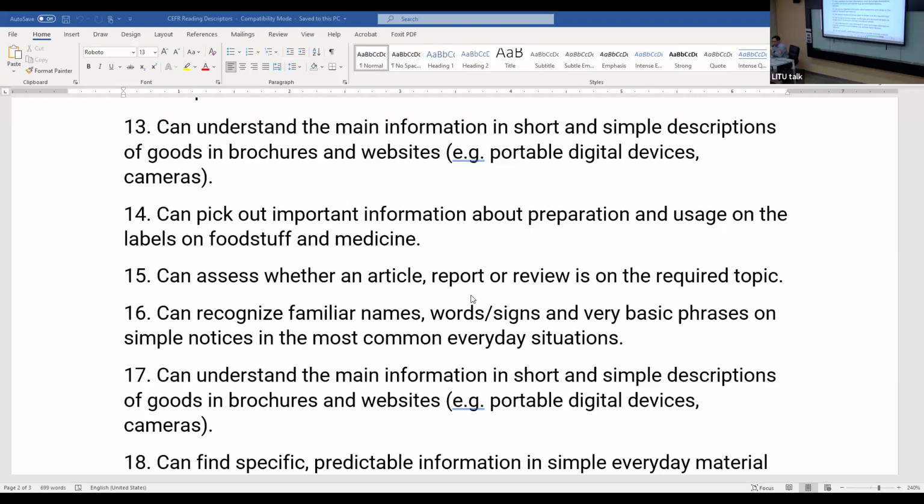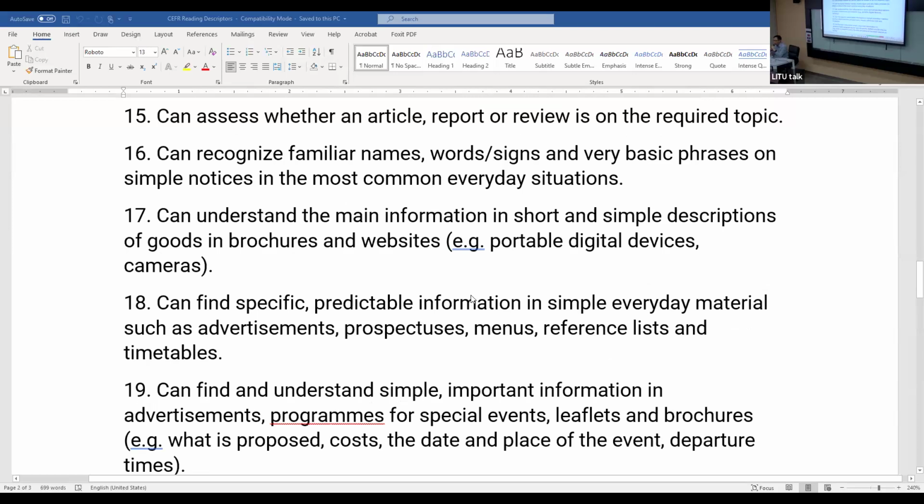15: can assess whether an article, report, or review is on the required topic. What level is it? Definitely this is not A level, right? Is it B level or C level? It's not understanding the article or identifying the main idea. This is B1 level. They can read the report and guess what the topic is about. That's B1 level. Number 16.